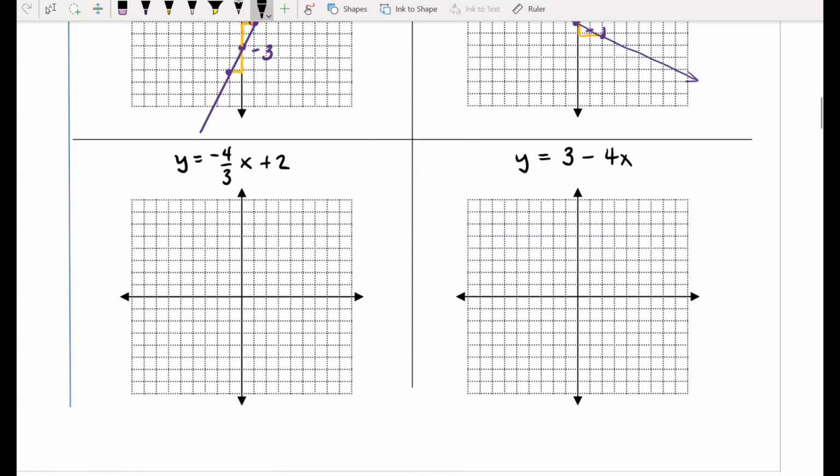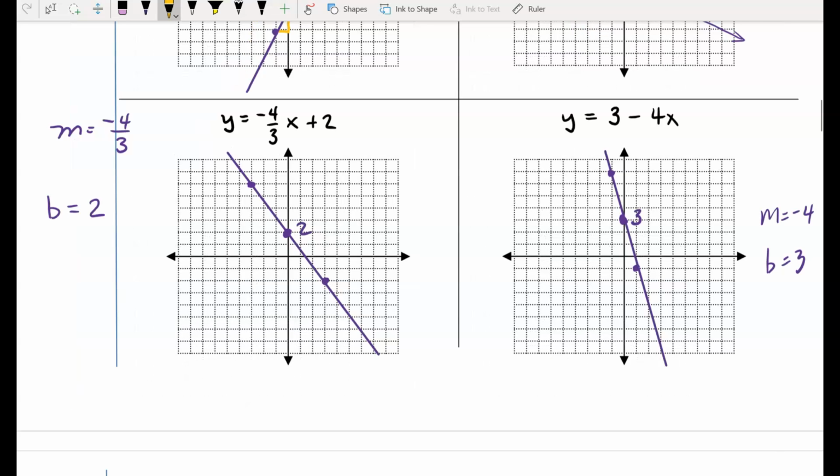On your paper, there are no equations for the next 2 grids, so make sure that you write these equations in. Then pause the video and try graphing them on your own, then continue the video to check your answers. Make sure you pause the video.